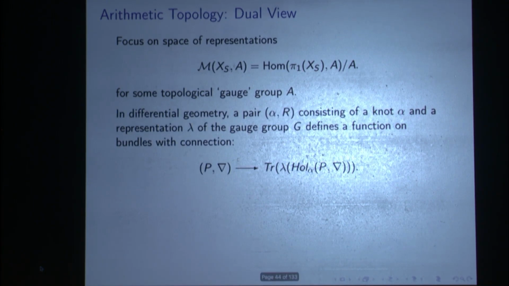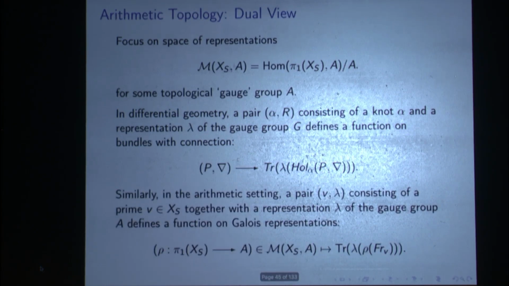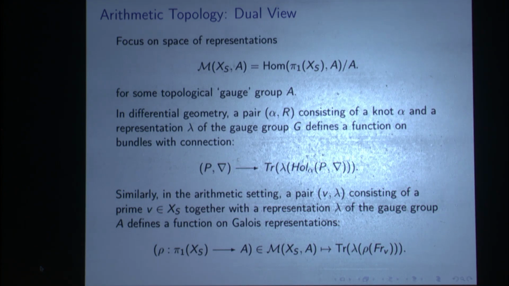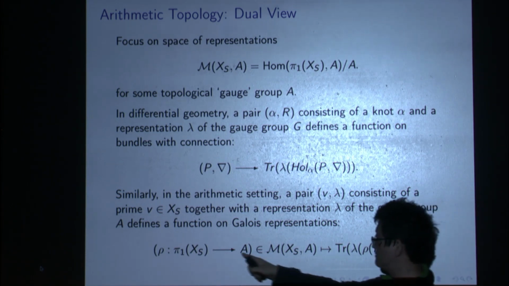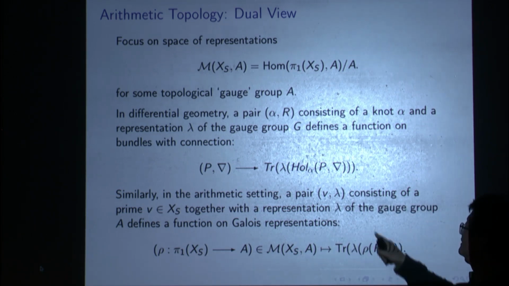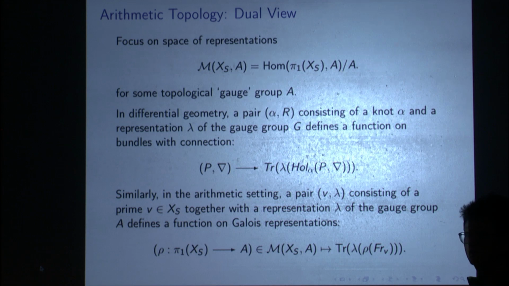And then, in differential geometry, we already discussed the fact that on spaces of that sort, you have these Wilson loop functionals, right? Again, in the arithmetic setting, if you choose a prime inside that scheme, the ring of S-integers, integers with primes removed, and a representation, then you can consider the function on the space of representations that associates to a representation the trace of the Frobenius element at v in that representation. That gives you a function on the space of representations.